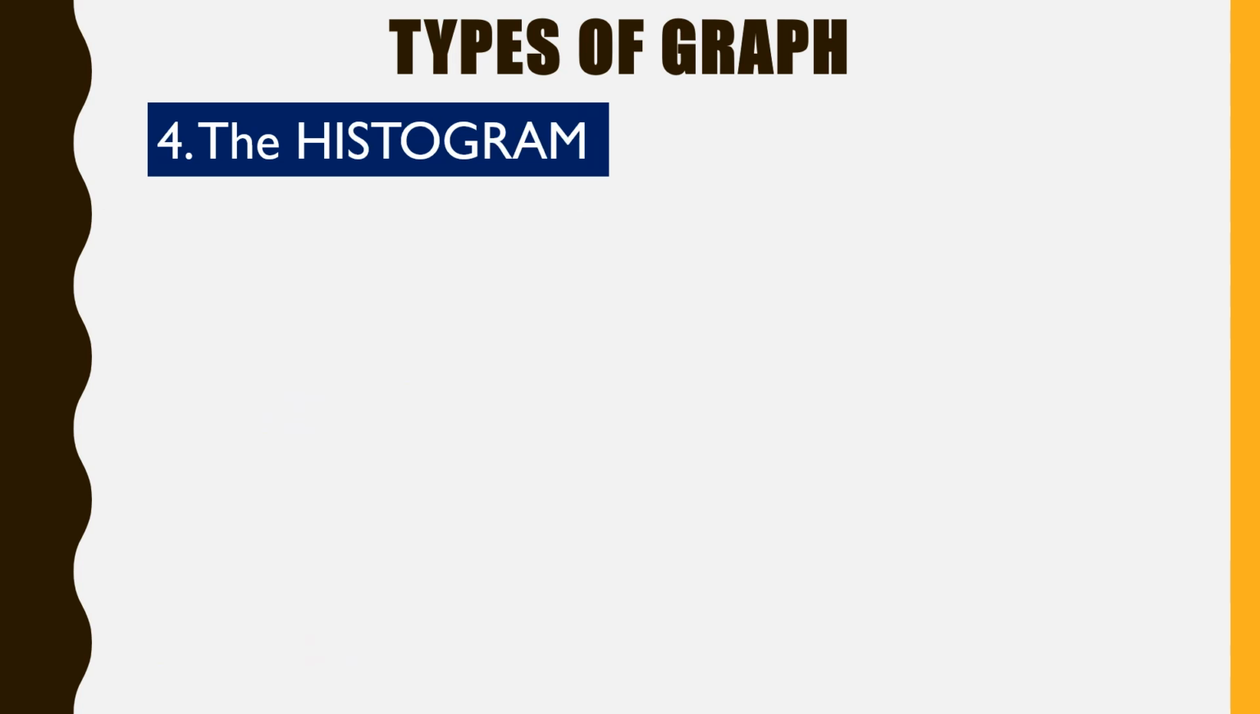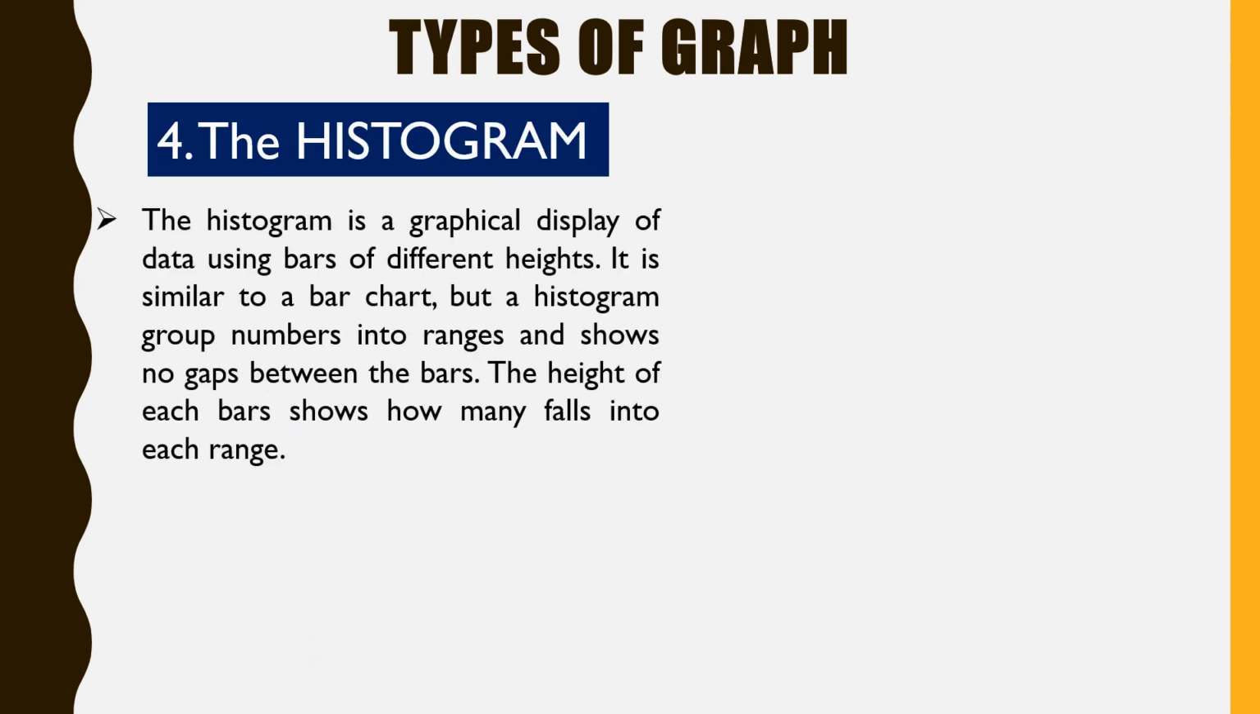The fourth type of graph is the histogram. The histogram is a graphical display of data using bars of different heights. It is similar to a bar chart, but a histogram groups numbers into ranges and shows no gaps between the bars. The height of each bar shows how many fall into each range, or simply the frequency.